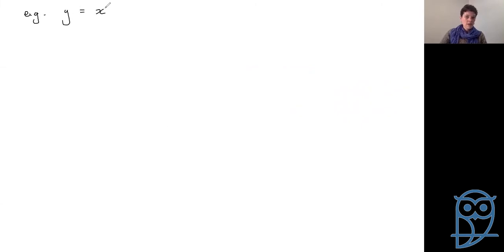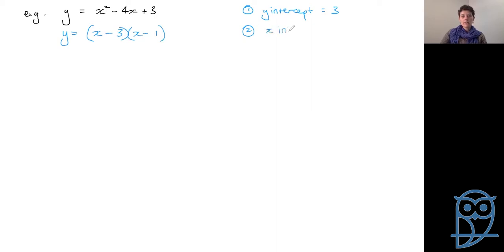y equals x squared minus 4x plus 3. Well, if we look at this one, we can see straight away our y-intercept equals 3, because now we've got that constant term sitting there. In order to get our x-intercepts, we're going to need factors of 3 that add to 4, which is easy. 3 and 1, same signs, negative. So our x-intercepts equal 3 and 1.